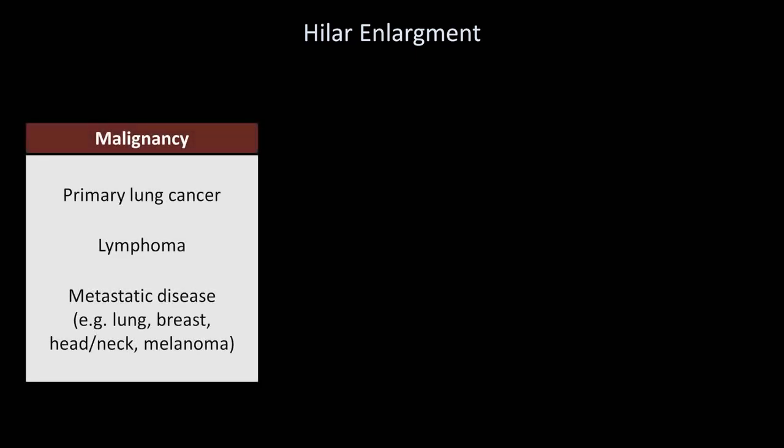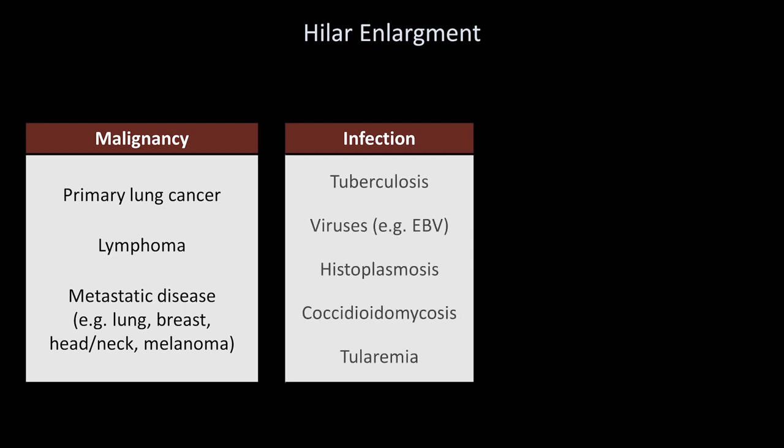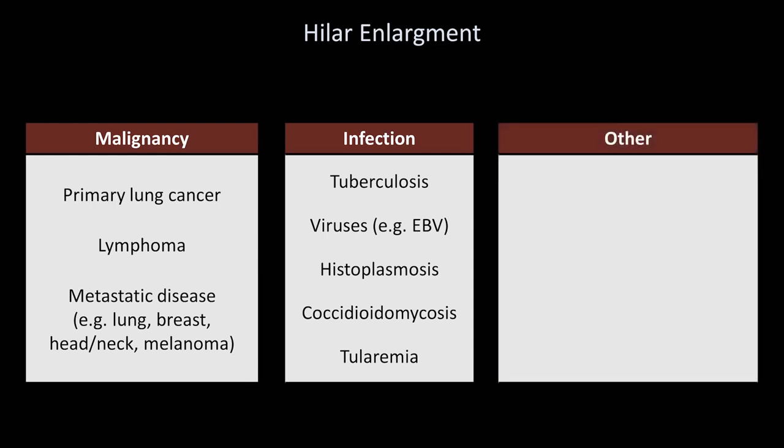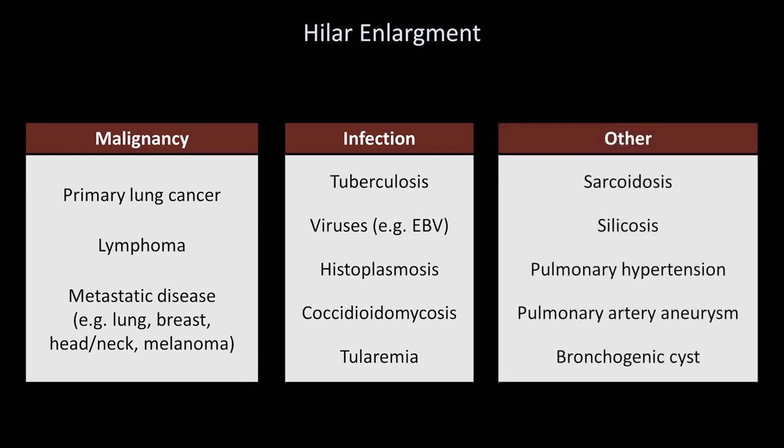First, malignancy, which includes primary lung cancer, lymphoma, and metastatic disease. The second category is infection, particularly tuberculosis and viruses, but a whole host of rare diseases are included here as well. Depending on where in the world you are practicing and watching this video, there may be many more diseases on your list than listed here. Finally, in the other category are sarcoidosis, silicosis, pulmonary hypertension, a pulmonary artery aneurysm, and a bronchogenic cyst.